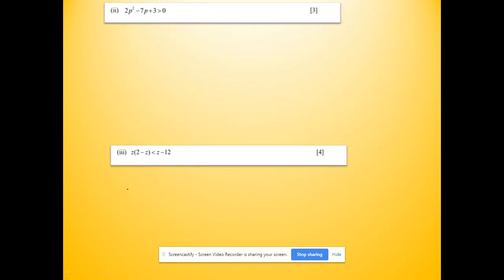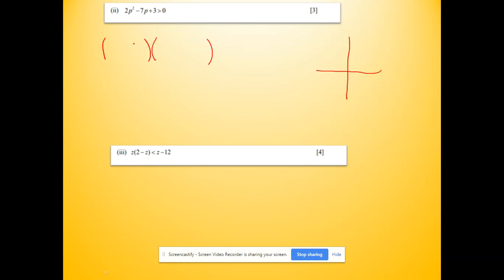Okay, the next question is about solving inequalities. Again, the first thing we're going to have to do is figure out where it crosses. A lot of you are not drawing sketches. Sketches are really going to help you with this inequality, because we're looking for this function to be greater than 0. That's this part of the graph here. So first thing is to factorize that.